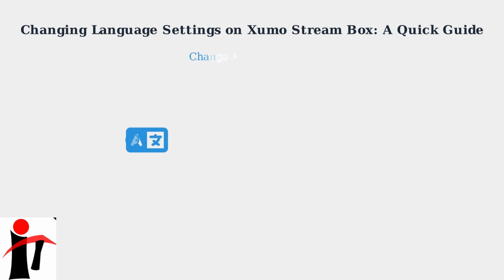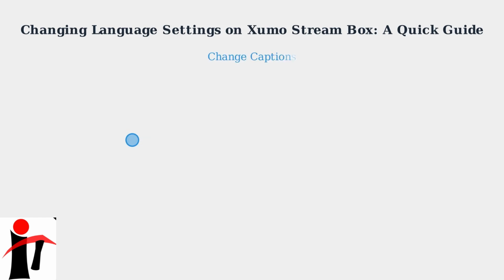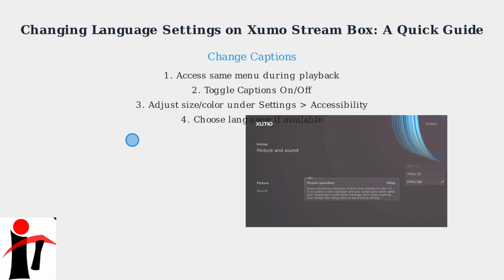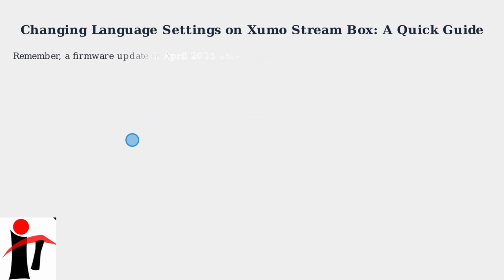For audio language, during playback, press the menu button on your remote, navigate to Audio, and select the desired language track. Finally, for captions, access the same menu, toggle captions on or off, adjust size and color under Settings, Accessibility, and choose the language if available. Remember, a firmware update in April 2025 expanded language support, but content availability varies.